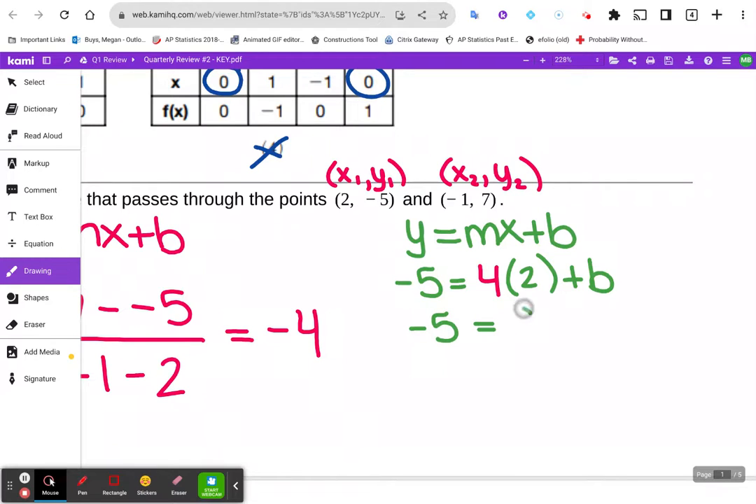-5 is equal to 4 times 2, which is 8, plus b. And then I want b by itself, so I subtract 8 from both sides. -13 is equal to b. If you're someone who used the -1, 7, it would have worked the same way. You would have had 7 equals -1 times 4 plus b, we would have a negative 4 plus b on the right side, and you would add 4 over, and then we would be good.